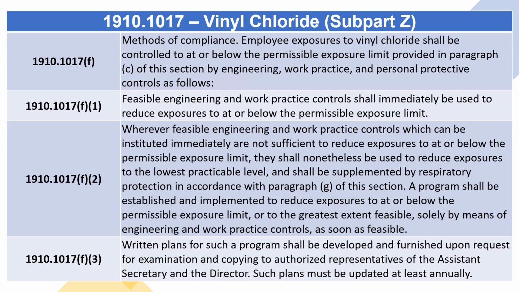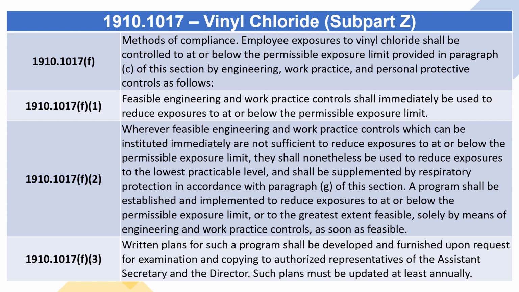1910.1017(f). Methods of compliance. Employee exposures to vinyl chloride shall be controlled to at or below the permissible exposure limit provided in paragraph (c) of this section by engineering, work practice, and personal protective controls as follows. 1910.1017(f)(1). Feasible engineering and work practice controls shall immediately be used to reduce exposures to at or below the permissible exposure limit.